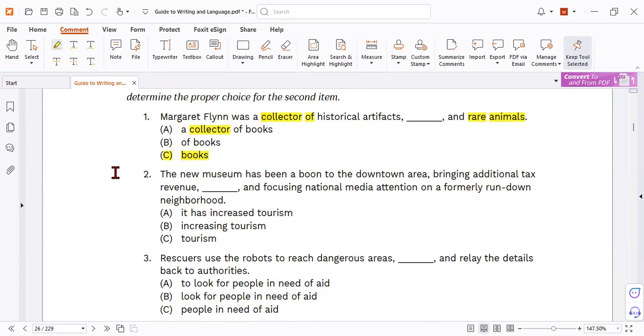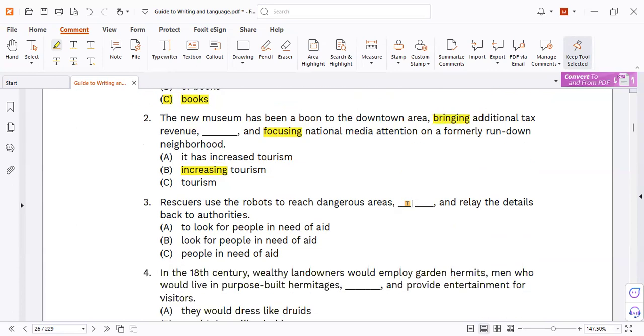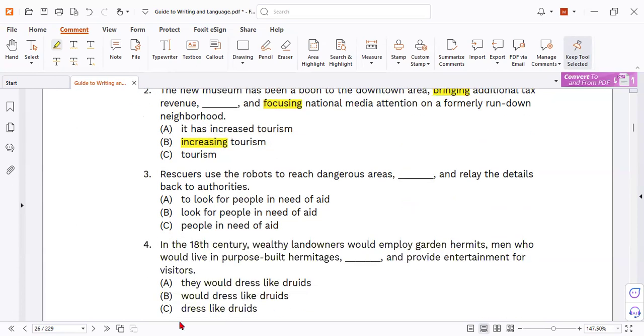Number two, the new museum has been, all right. Always look at the commas. Here, a gerund, verb plus ing, so we start with the gerund. So where is the parallelism? Focusing, increasing, burning. Now it's your turn. Number three.